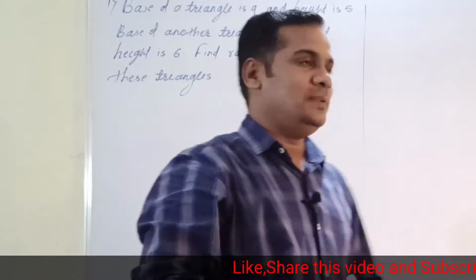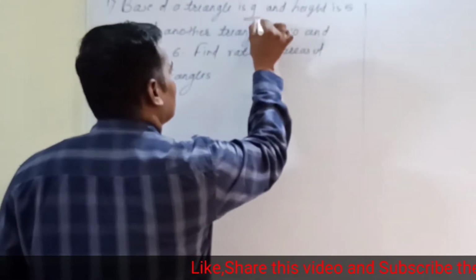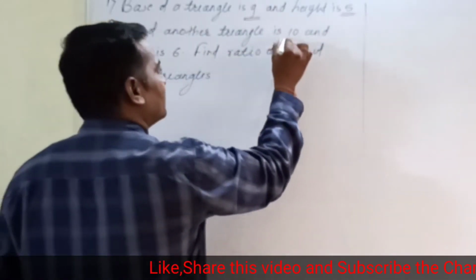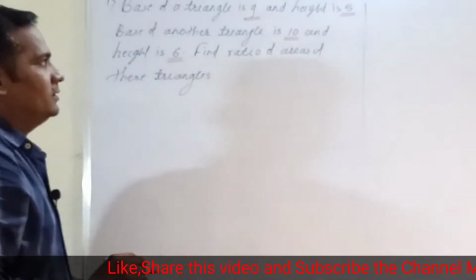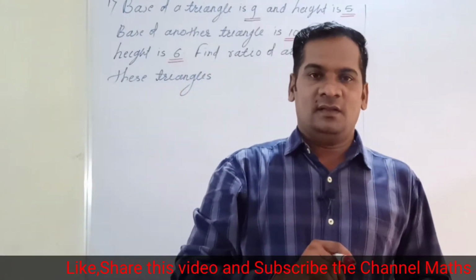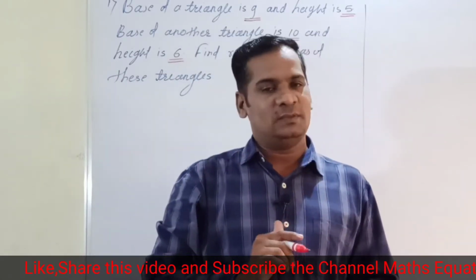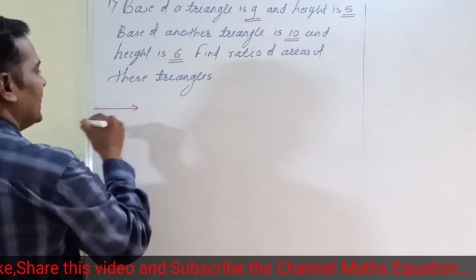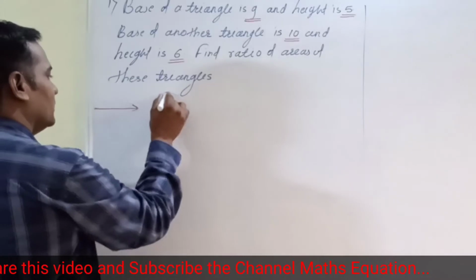Now in this example, mind well, base and height of both triangles are given. But the names of the triangles are not there, so we need not write the names of the triangles. Directly we can take A as the area of the triangle. So how to solve this example?